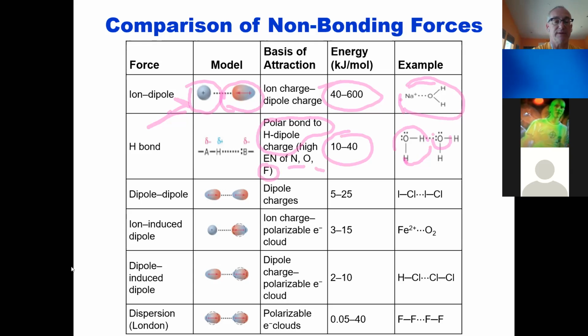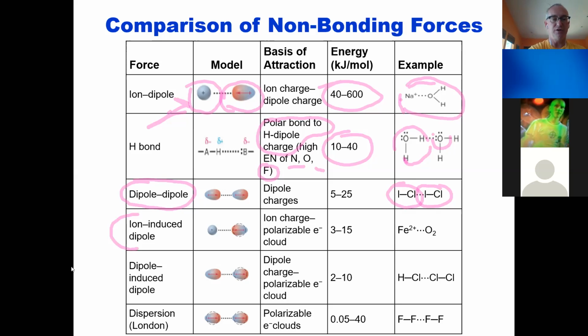Next would be dipole-dipole interactions, where I have two different dipoles. So here I've got iodine chlorine. Chlorine's a little more electronegative, so it has a little more of the electron density. It's a dipole. It interacts with another molecule because iodine has a little less electron density, so it's partially positive. So you have a partially positive and a partially negative side interacting with each other.